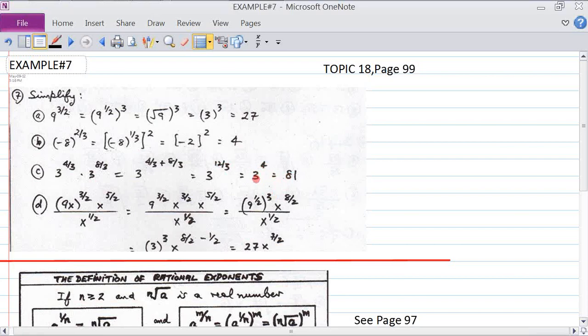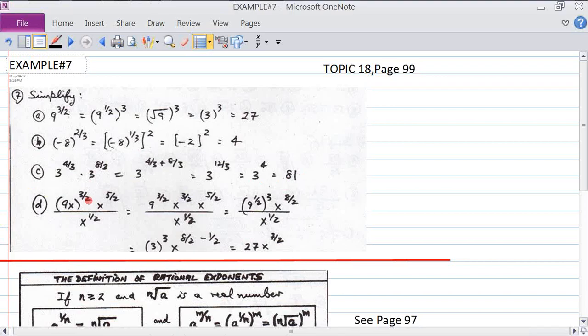Why is that the case? 3 to the 4th means multiply 3 by itself 4 times. So 3 times 3 times 3 times 3 is 81. Think about it. 3 squared is 9. 3 cubed is 27. And 3 to the 4th is 81.